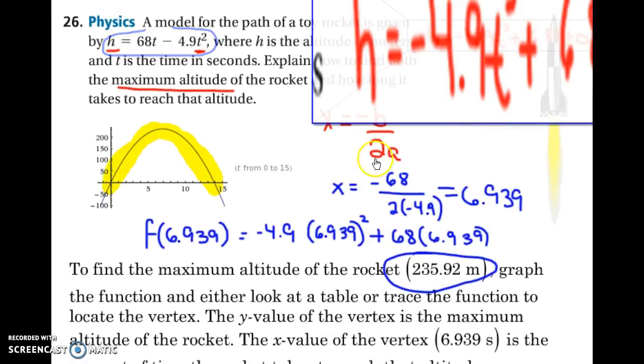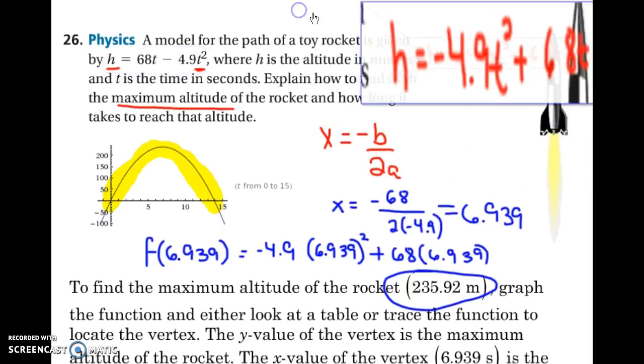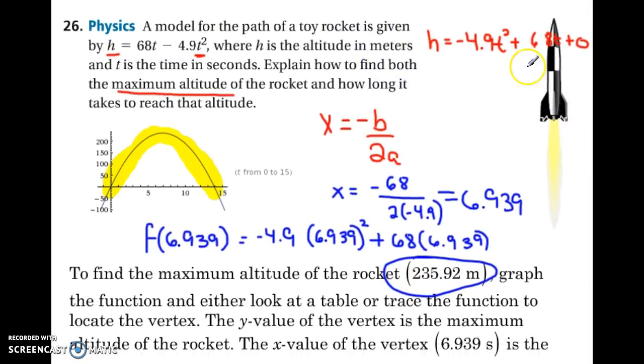So in my correct form, I'm going to go the opposite of b. So I have negative 68 over 2 times a, negative 4.8. So this is the amount of time it takes. And then I'm going to plug f of that amount of time in. So that's how I got 235.92 meters.